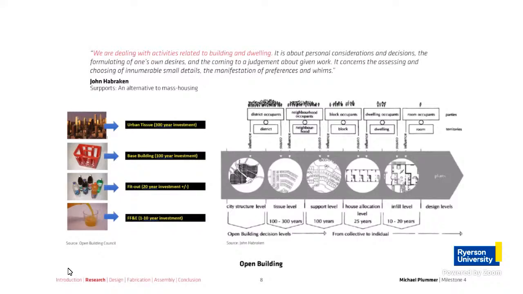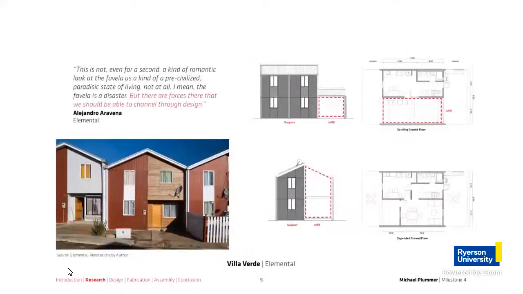Next, John Habraken's open building concept was explored and analyzed. The open building philosophy deploys Habraken's levels in the built environment to denote physical hierarchies and domains of intervention. The alternative strategy he proposed, called supports, separates the building's structure and services from the infilled dwelling units. Elemental's Villa Verde was studied as an example of open building theory.